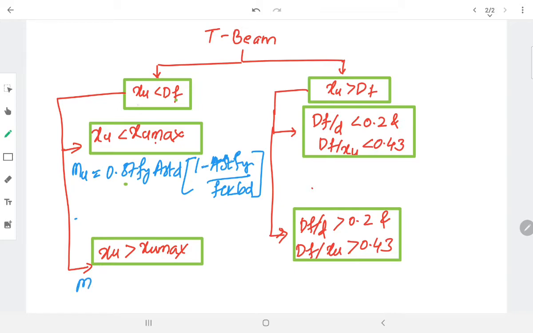Otherwise, if xu is less than df and xu is less than xu max, in that case I will be using this equation. Suppose xu is less than df and xu greater than xu max, in that case mu will be equal to 0.36 fck df breadth of flange bf into bracket d minus 0.42 df. This equation will be used. So in different conditions we will be taking different equations. Here this will be the second part. The next one, suppose xu is greater than df, in that case I will be choosing this one.